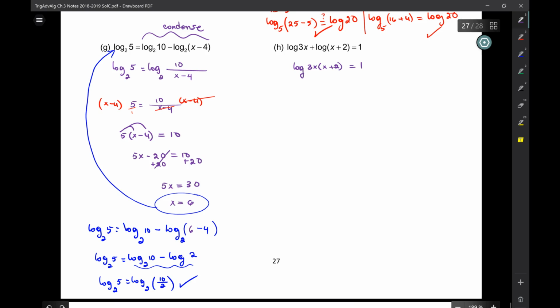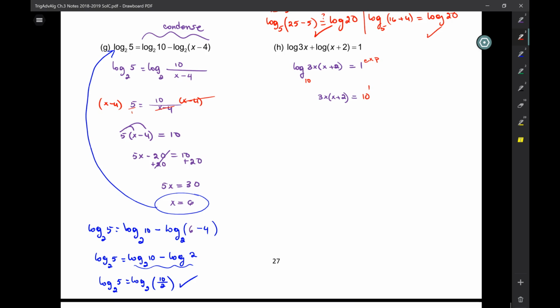Now, here I have a log on one side. That means I can't set the arguments equal to each other. I need to use the properties of logarithms. So look for a base, look for an exponent. What's the base? 10. What's the exponent? Positive 1. So 3x times x plus 2 is equal to 10 to the 1. You see that?